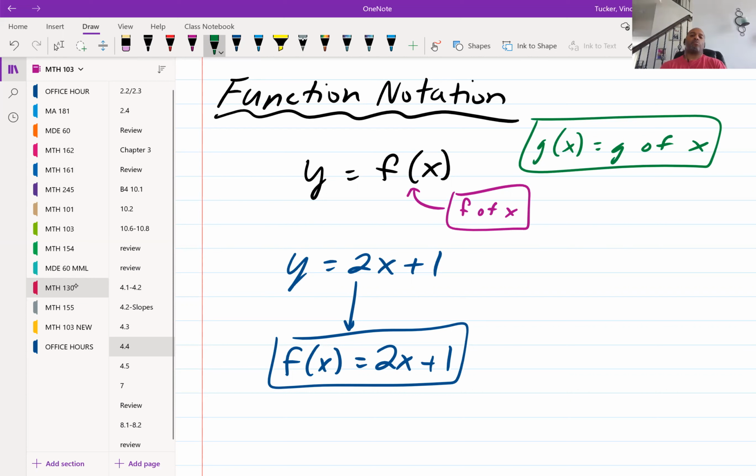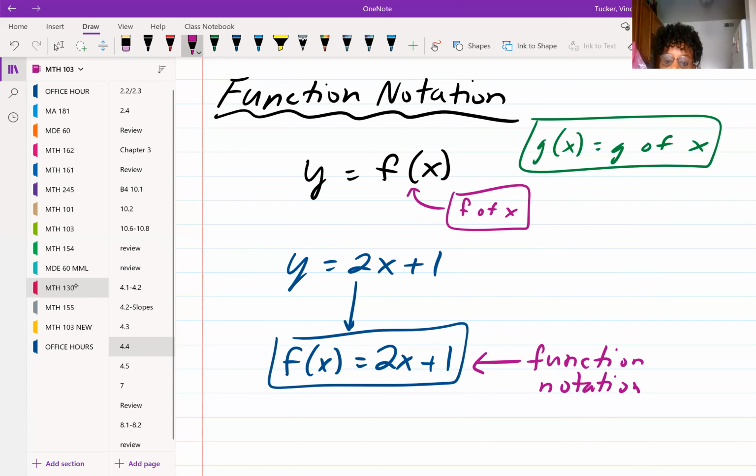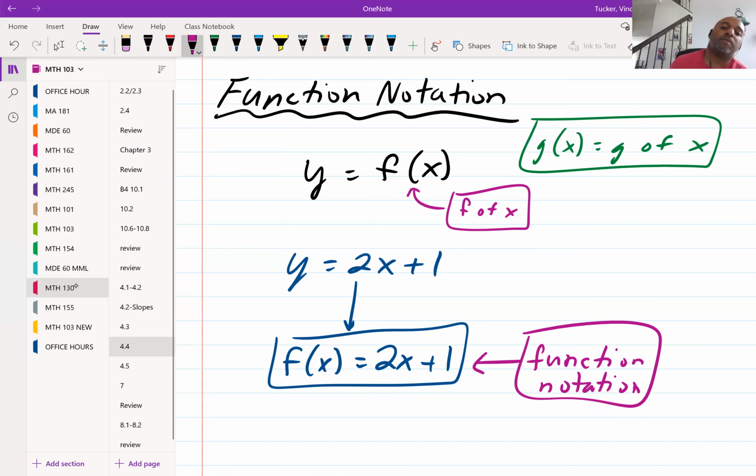So function notation. This just basically states that y is equal to f of x. When you have f parentheses x, the way you say that is f of x, just like if I had g parentheses x, it's the same thing. What you would say is g of x, or h of x or r of x and so on. So if I have y equal to 2x plus 1, if I replace y with f of x, this is considered function notation.